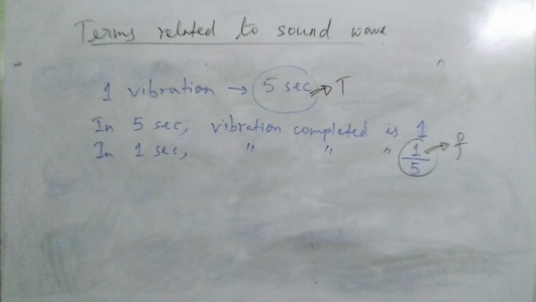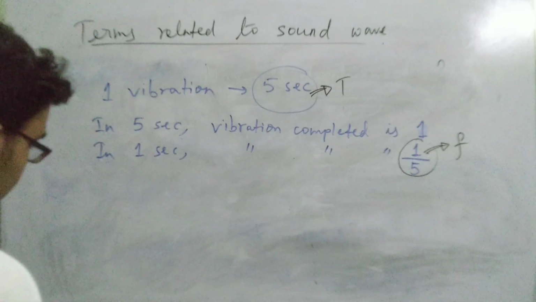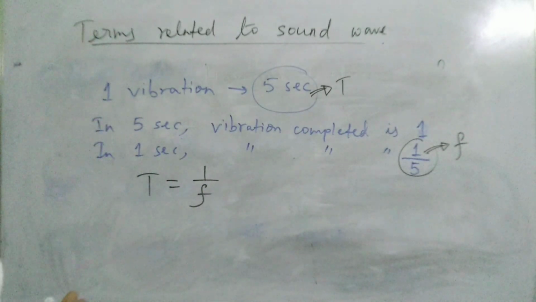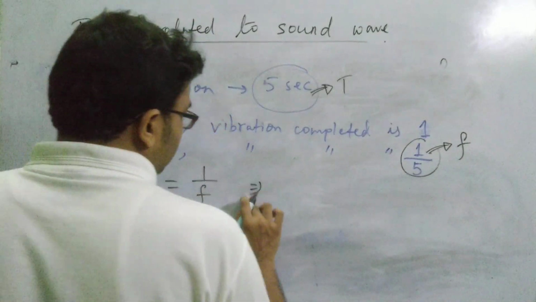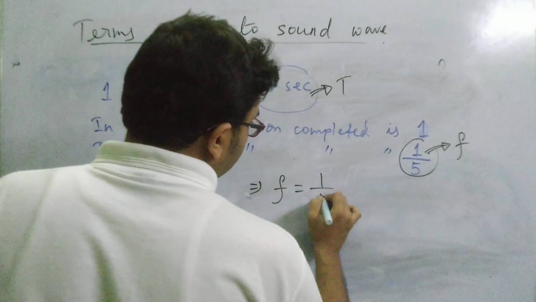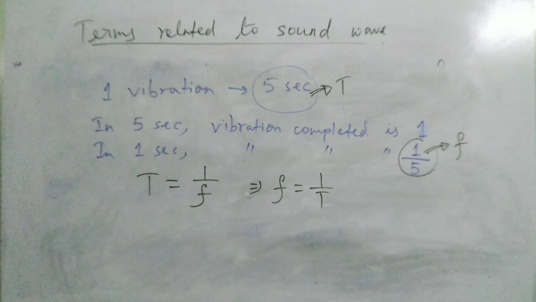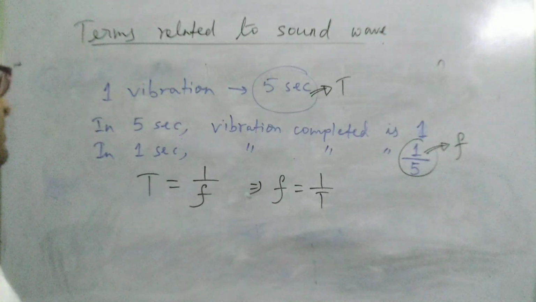So if you want to find frequency from time period, or from frequency you want to find the time period, in both cases you get a simple formula: time period is the reciprocal of frequency, T equals 1 by f, or you can also say that frequency is the reciprocal of time period, f equals 1 by T. So this is how frequency and time period are related. As time period has a unit of seconds, so f equals 1 by T, definitely frequency will have a unit of second inverse, or in other words hertz.